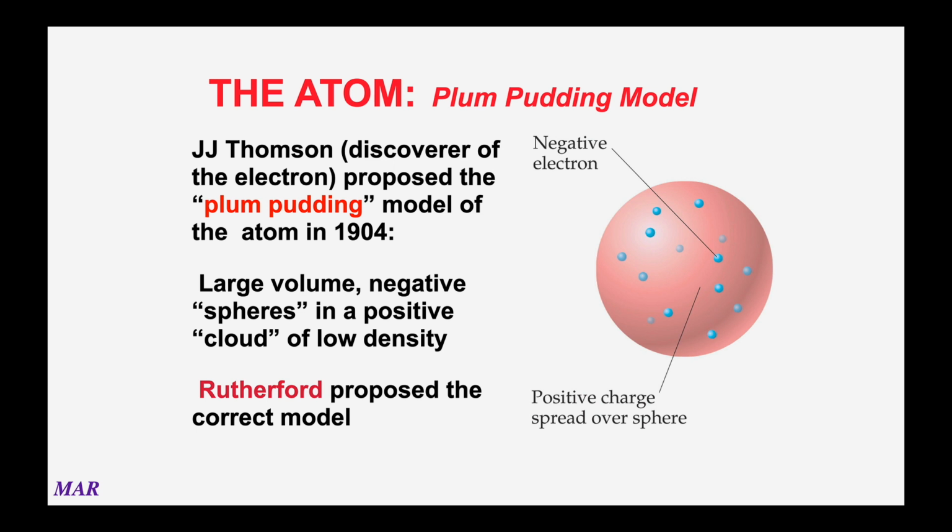In the plum pudding model, which I showed a little picture of there, you can see that there are negative electrons, those little blue dots, and the overall atom was kind of a diffused positive charge. All right, they really weren't totally sure on the protons yet, but that's kind of what they thought it was, and that sounds kind of cool.